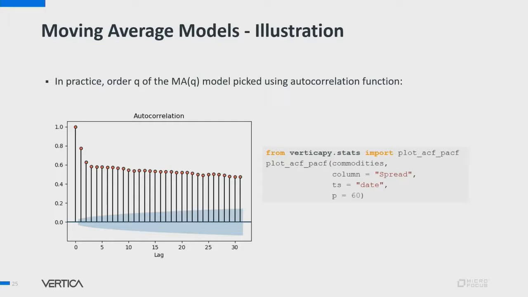So it's pretty much similar. We have used the VerticaPy function plot ACF PACF. It would create both plots for you, the autocorrelation plot and the partial autocorrelation plot.